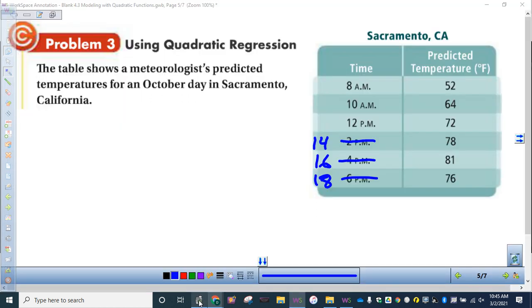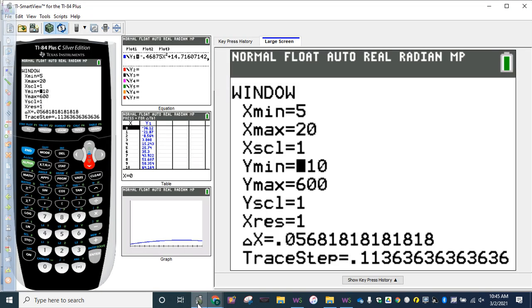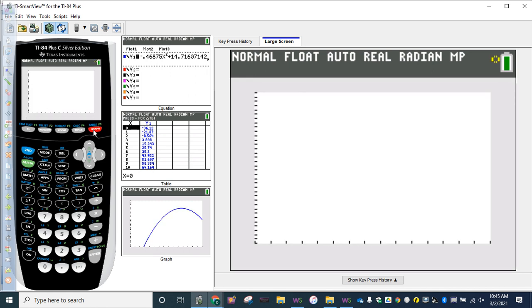Smallest y value is 52. Biggest y value is 81. So I just got to go smaller than 52, bigger than 81. So I'm going to go 50 and 85. I could have gone 51 and 82, right? I could have gone 25 and 100 if I wanted. So then you'll see your beautiful little parabola.